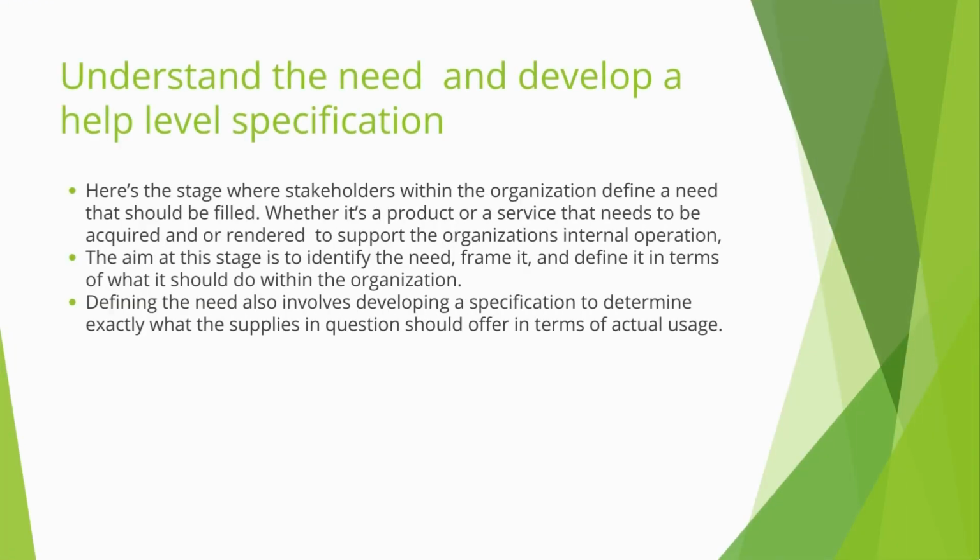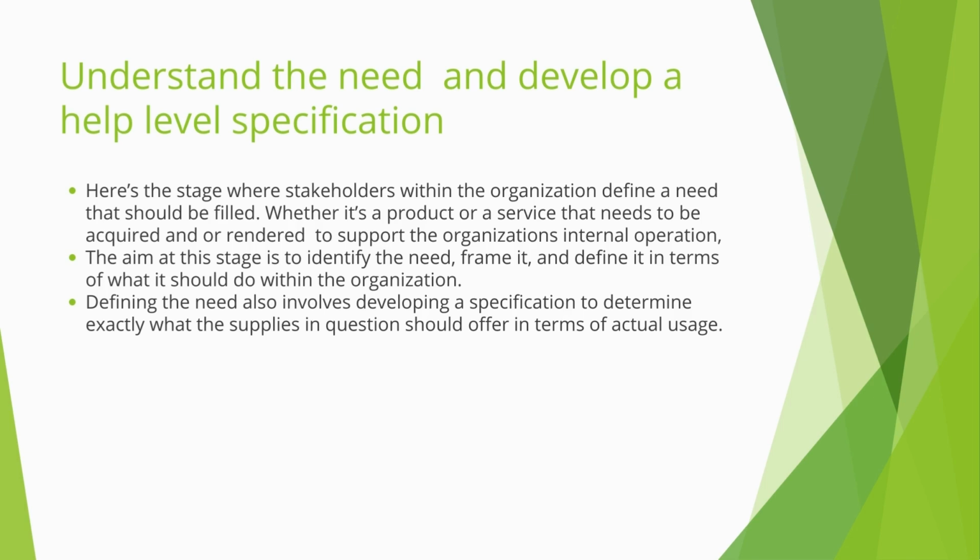So the first stage that we are going to be looking at under the procurement life cycle is understand the need and develop a high level specification. So here's the stage where stakeholders within the organization define a need that should be filled, whether it's a product or service that needs to be acquired or rendered to support the organization's internal operation. So the aim in this stage is to identify the need, frame it, and define it in terms of what it should do within the organization.